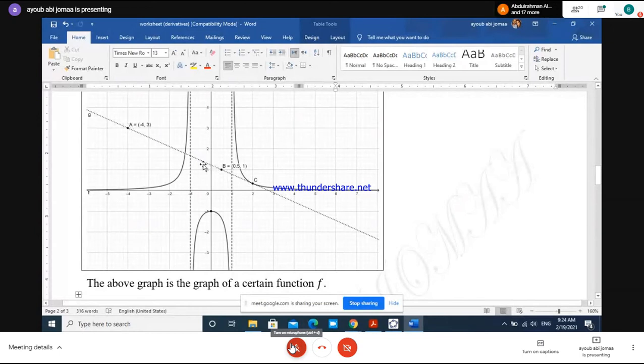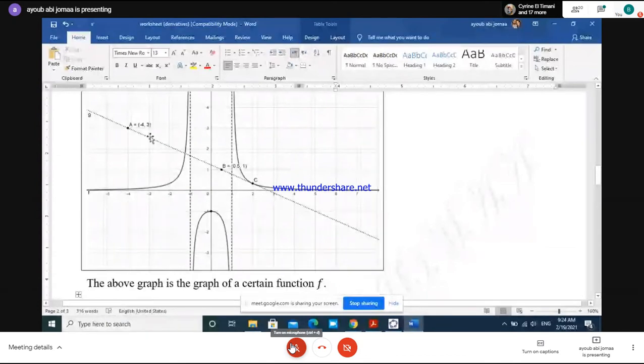Here we are saying that we have a horizontal asymptote. How can it be horizontal and at the same time oblique? If this line is oblique, then the graph will be very close to this line at negative infinity, or very close to this line at positive infinity.